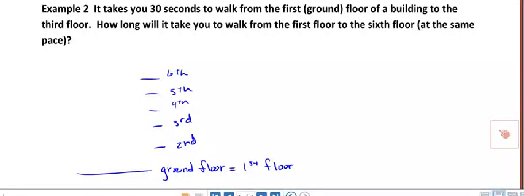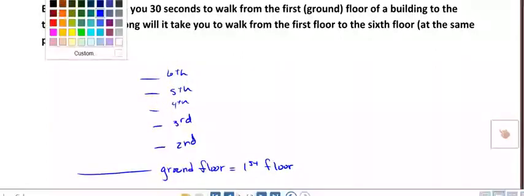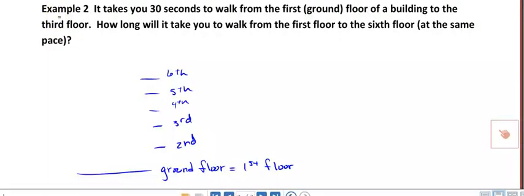How long would it take you to go from the 1st to the 6th? Pictures always help me. A diagram helps me figure this out. So in my picture, I have a line at the ground floor, which is my 1st floor. And then above that, I drew a line for the 2nd floor, above that a line for the 3rd, above that a 4th, above that for the 5th, and above that for the 6th floor. And the problem tells me it takes 30 seconds to go from the 1st floor to the 3rd floor.